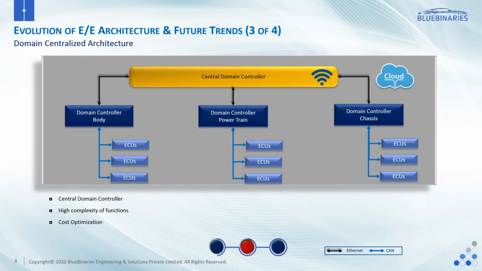And then the central gateway itself is becoming a domain controller now. So this is the trend that we are seeing. With this, we can introduce highly complex functionality into the cars, where each domain controller is now capable of handling most of the functionalities of the domain.